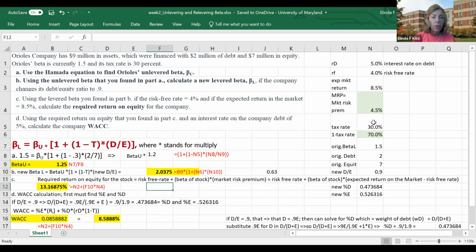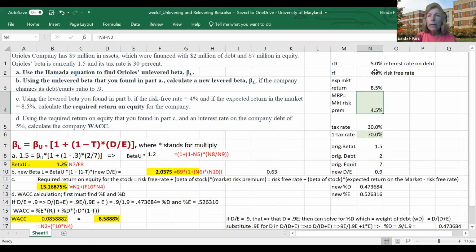Next, we use our new levered beta in the CAPM equation in cell B12. The risk-free rate is 4% as shown in cell N2. The market risk premium equals the expected return of 8.5% minus the risk-free rate. The market risk premium is 4.5% and is calculated in cell N4.